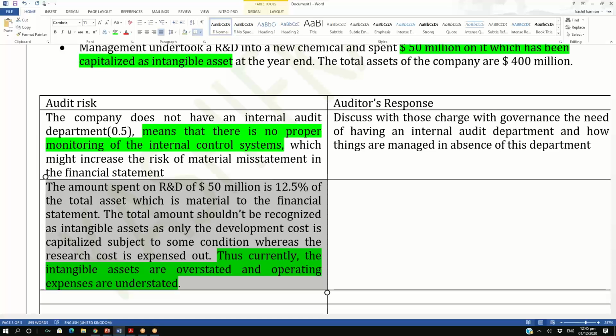If you write all things but you miss out the impact, that's useless. So I first told examiner the materiality of the research and development cost because it was possible. Then I tell examiner that as per the accounting rule, only the research cost is to be expensed out and development cost can be capitalized subject to some rules. And in this case, the management has done the wrong accounting treatment, and this is understated and that is overstated, right?